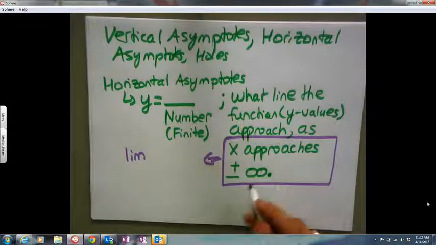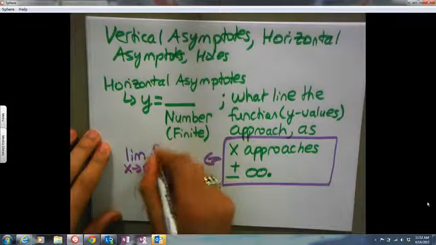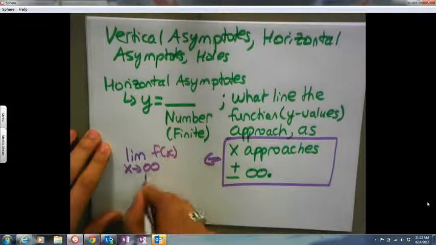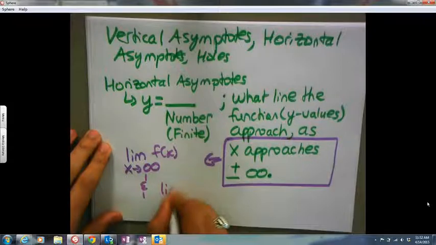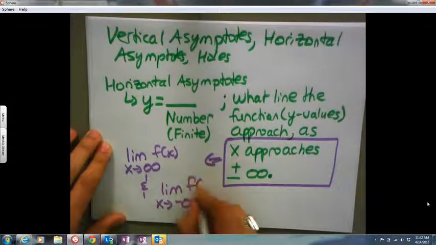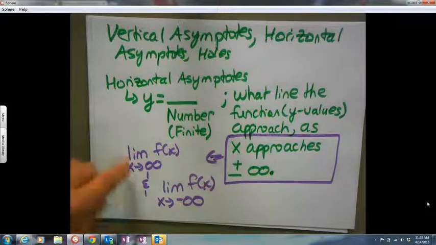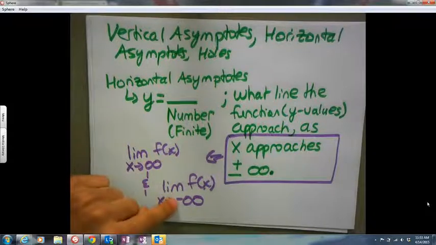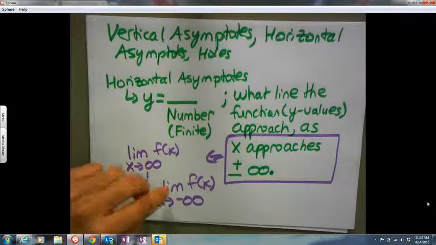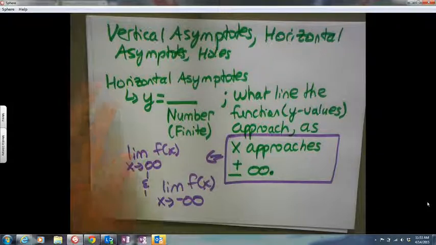So what happens as x approaches infinity, and what happens as x approaches negative infinity. So the horizontal asymptote is just asking you to answer the question, the limit as x goes to infinity and the limit as x goes to negative infinity. Two questions to answer when thinking about horizontal asymptotes.